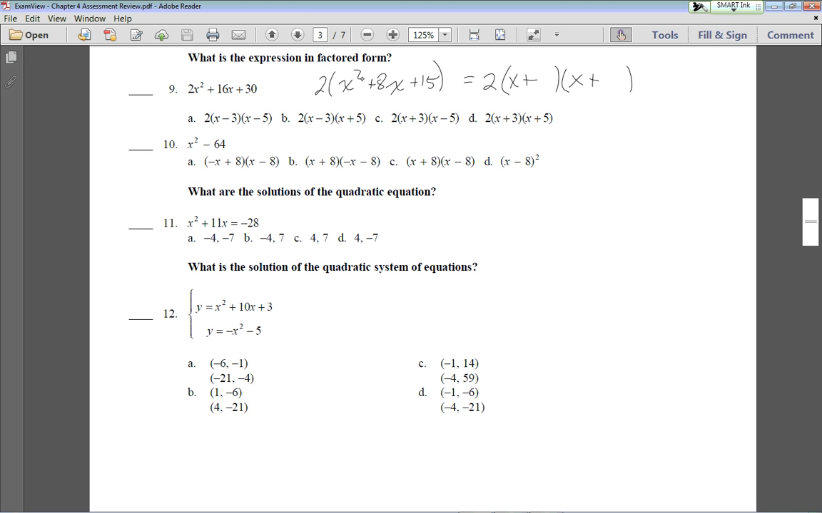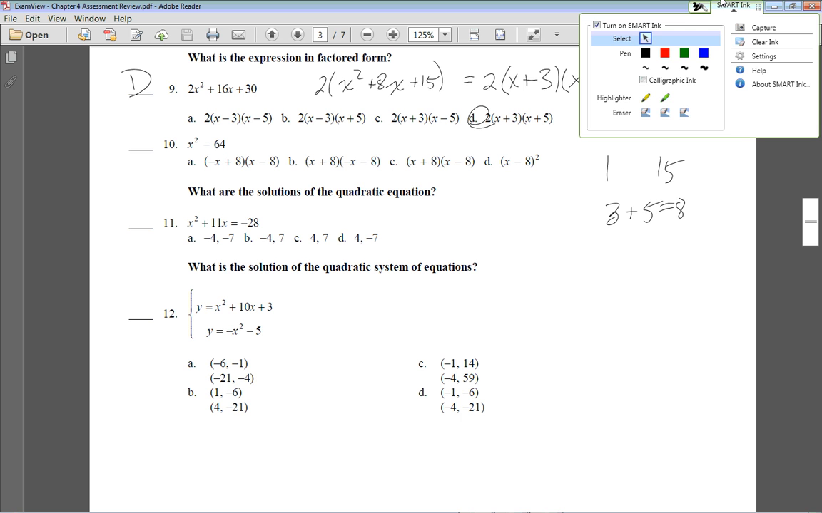So now, what factors of 15 multiply to 15, but then turn right around and add up to 8? Well, the only factors of 15 are 1 and 15, and 3 and 5. Well, 3 plus 5 equals 8. So this will be a 3, this will be a 5, and it looks like our answer is letter D. 2, parentheses x plus 3, parentheses x plus 5.